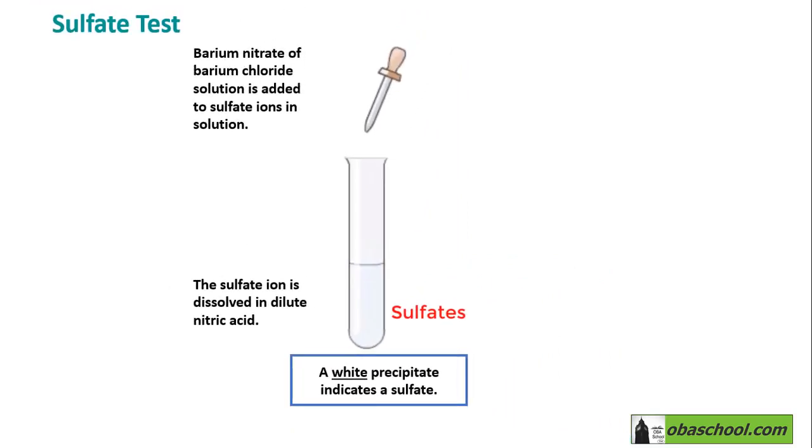So whenever you are confused about whether there is sulfate in a certain unknown, we always carry out the sulfate test using barium nitrate or barium chloride. If there were a white precipitate formed, then absolutely you have a sulfate ion.